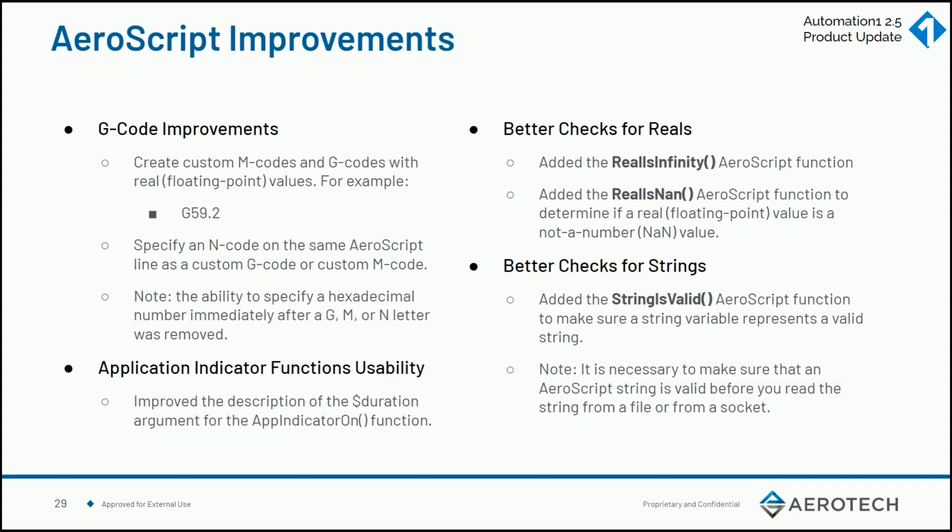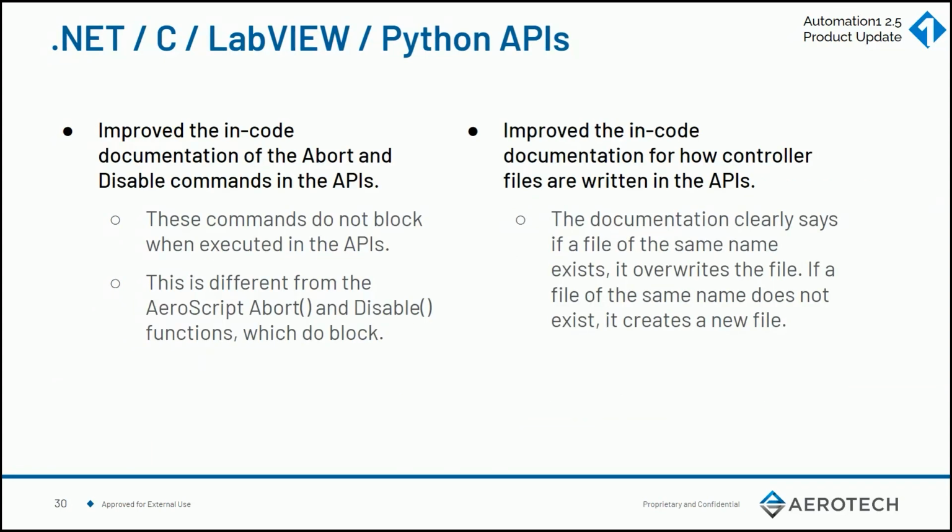More improvements. On the .NET, C, LabVIEW, and Python APIs, we improved the documentation of the abort and disable commands in the API. Some notes here are listed for you if you want to dive into that. We also improved the documentation for how controller files are written in the APIs. And it more clearly states what goes on when you're writing controller files with the API.